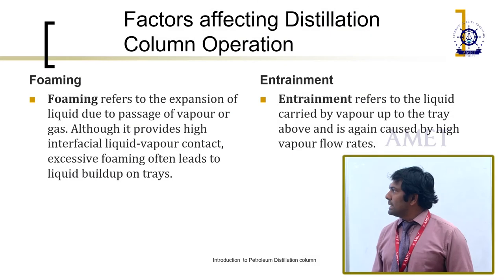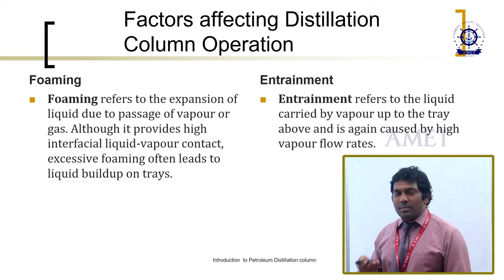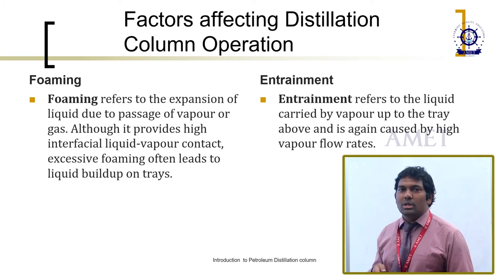Now we have to look at a few factors that will affect the distillation process: foaming and entrainment. Foaming happens when the vapor pressure inside the distillation column is very low, hence the vapor is unable to lift the liquid on the top of the tray. So when the pressure gets reduced, the liquid starts flowing through the holes or the valves. That arrangement is called foaming.